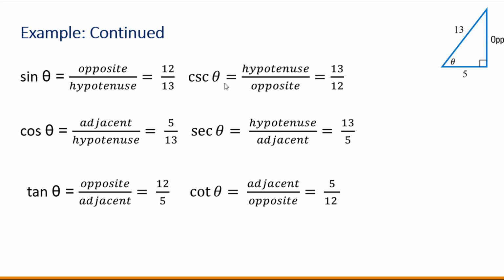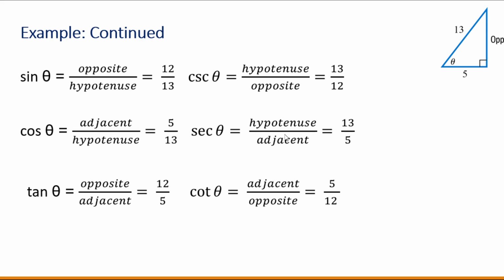Next, cosecant theta is equal to the hypotenuse over the opposite side. Notice this is the reciprocal of the sine of theta. The hypotenuse is 13 and the opposite side is 12. So 13 twelfths, notice that is the reciprocal of 12 thirteenths.